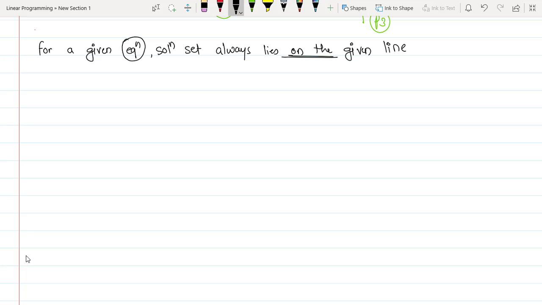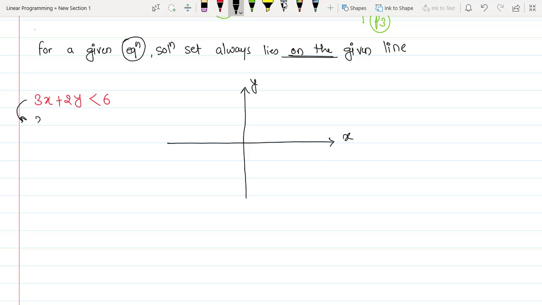But what about the inequation? So let's take the same example. We will introduce the inequality: 2x plus 3y is less than 6. Let's have the same parameters now, the same x-axis and y-axis. The double intercept form is x by 2 plus y by 3, it is less than 1.